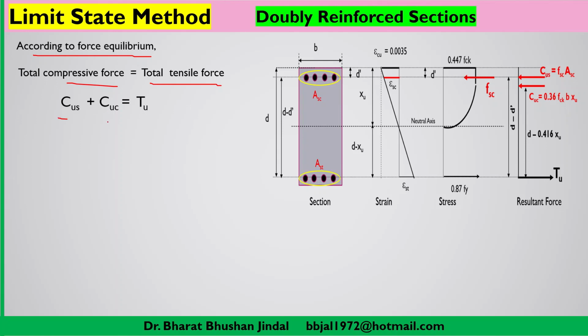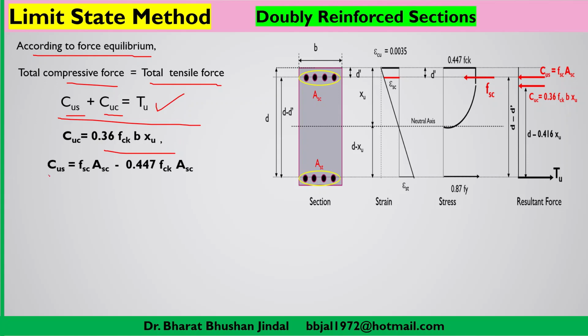So we can write it as CUS plus CUC, which we have discussed, that is the force taken by steel as well as the compressive force, equal to the total tensile force taken care of by steel at the bottom, or you can say in the tension zone. Now CUC is given by 0.36 FCK BX. This is the formula which we are already aware of. Now CUS, here is the twist, we can say.